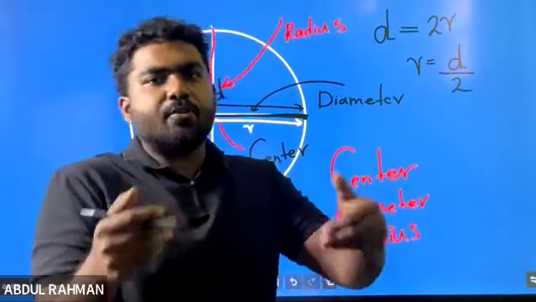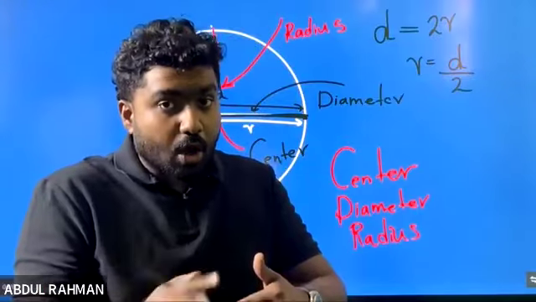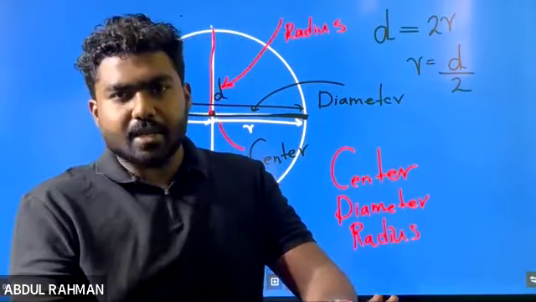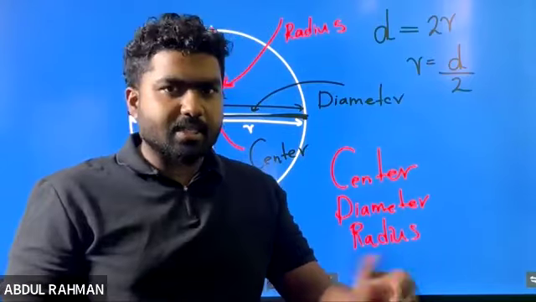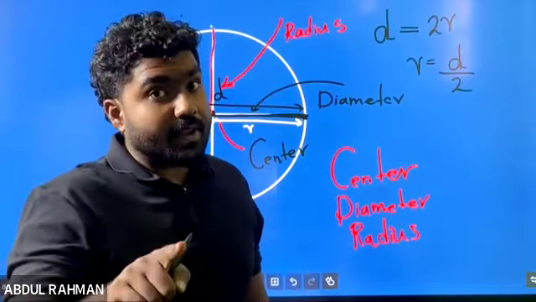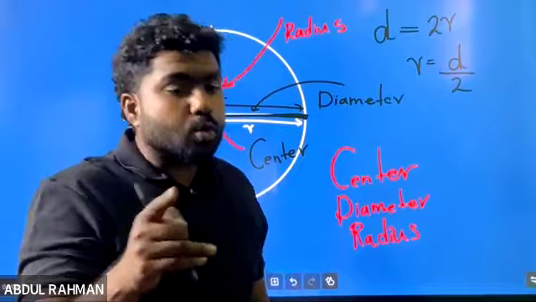Radius is equal to half the diameter. I can say it that way, or else I can say a diameter is equal to twice the radius. Two ways I can say it. If I'm talking about the radius, it is half of the diameter. If I'm talking about the diameter, it is twice the radius.